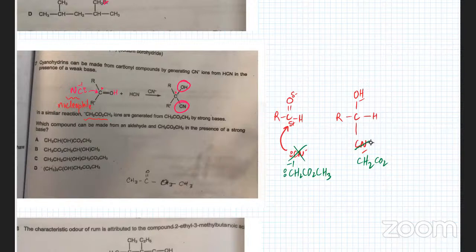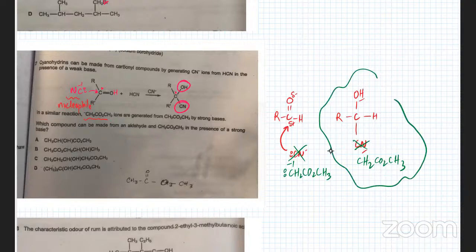So you'll have CO2 and CH3. Instead of the CN, you have this ion getting attached. So which compounds can be made from an aldehyde and this thing in the presence of a strong base? You have to figure out which one is this compound. If I write it in condensed form, which one would be the correct option? It's going to be, you got a CH, you got an OH, and you got CH, CO2.